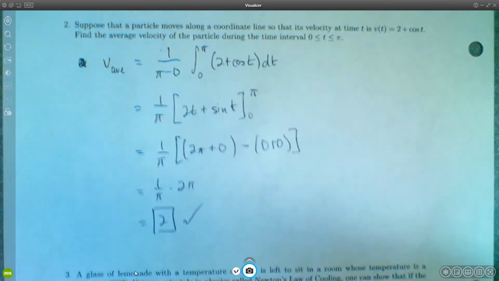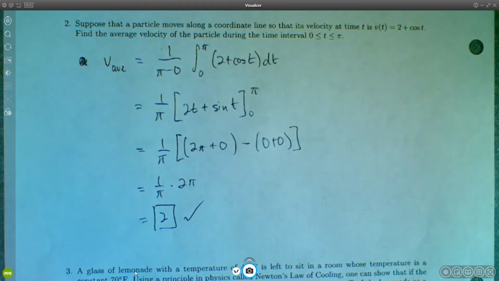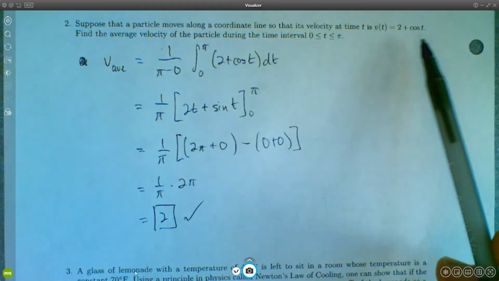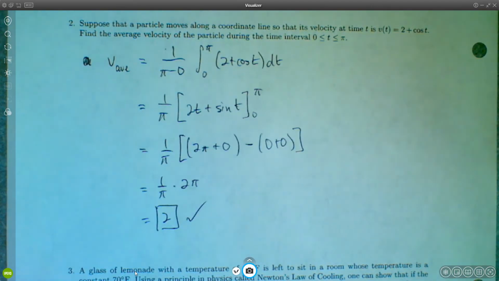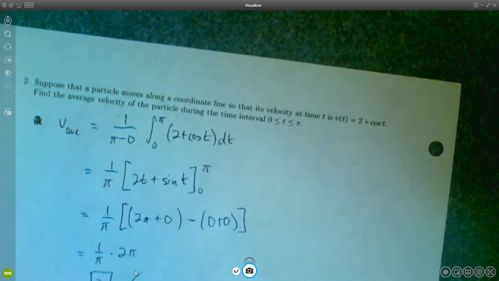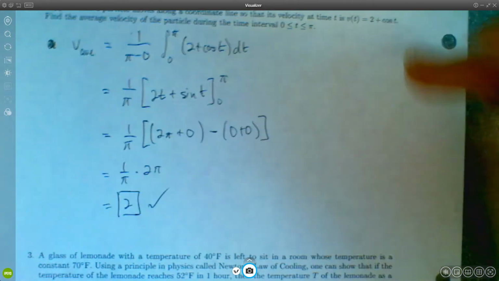Oh, that's actually kind of nice, right? So the average velocity is 2. It doesn't really say what the units are. I guess if this is meters per second, then the average velocity would be 2 meters per second during that time interval. So there you go.